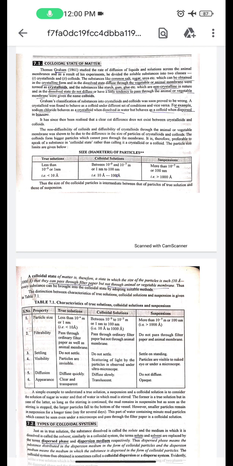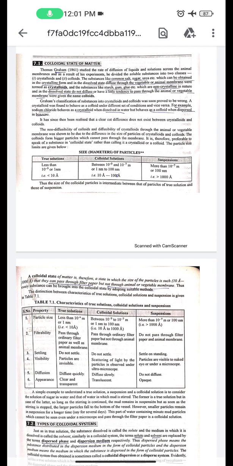First, crystalloids, second, colloids. The substances like common salt, sugar, urea, etc., which can be obtained in the crystalline form and in the dissolved state diffused through the vegetable or animal membrane, were termed as crystalloids, and the substances like starch, gum, glue, etc., which are non-crystalline in nature and in the dissolved state do not diffuse or have a little tendency to pass through the animal or vegetable membrane, were given the name colloids.